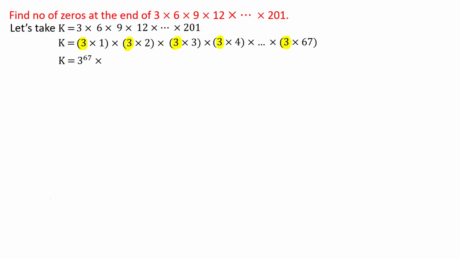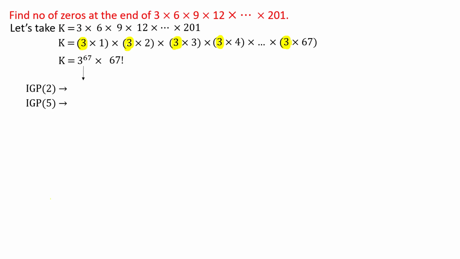And which terms are remaining now? 1 into 2 into 3 into 4 into till 67. The multiplication of these terms is nothing but 67 factorial. So now effectively we want to find the number of zeros at the end of 3 to the power 67 into 67 factorial. To find the number of zeros we want to find the IGP of 10 in it. So to find the IGP of 10 we need to find the IGP of 2 and the IGP of 5.